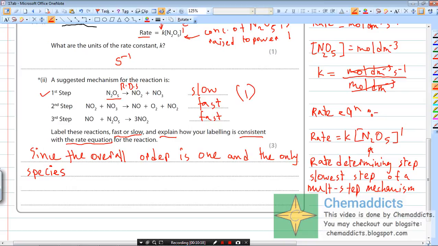So by the way, since the overall order is 1 and the only species here is dinitrogen pentoxide in the rate equation.